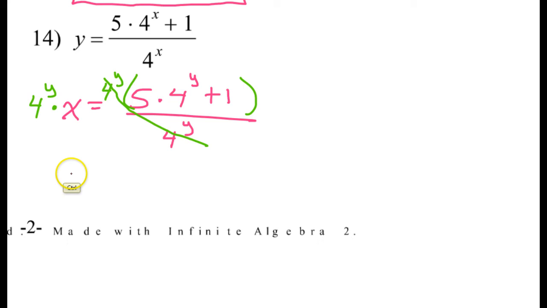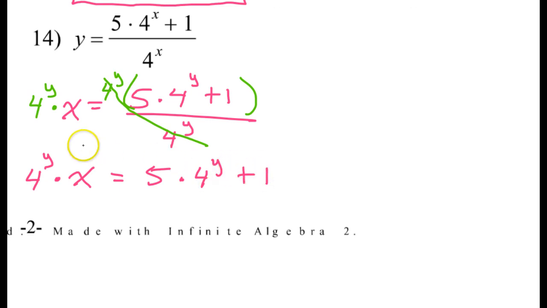and you know what, maybe I'll just put the x in the front for now. I don't think it matters, but I'm going to write x. I'll just keep the way it is. So I have 4 to the y power times x is equal to 5 times 4 to the y power plus 1.